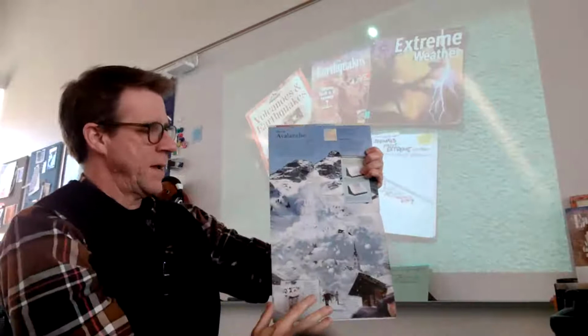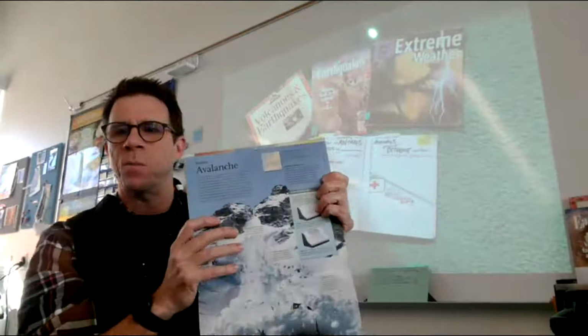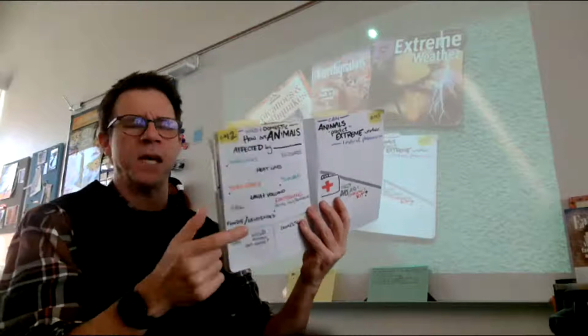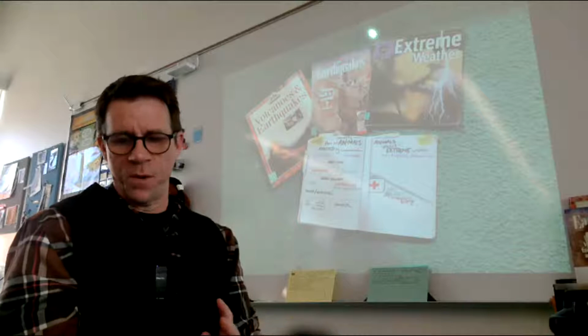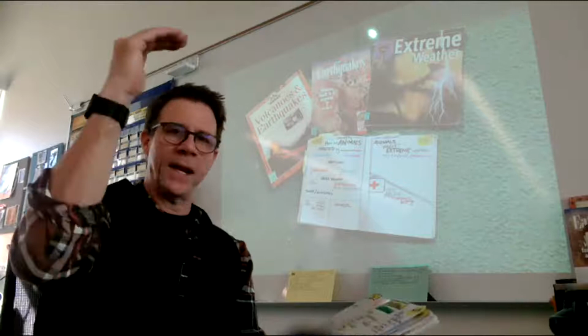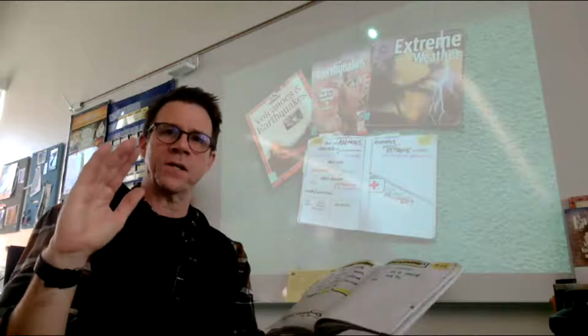So I want to help you with the way your slideshow looks, now that hopefully you have lots of information in your book. If it's not in here, maybe you have a bunch of loose sheets. But looking at what we've done a lot already, starting on R34, we've done boxes and bullet points. We've talked about the main idea and first, second, third after that. We talked about comparing and contrasting. That's kind of what I wanted to focus on today.